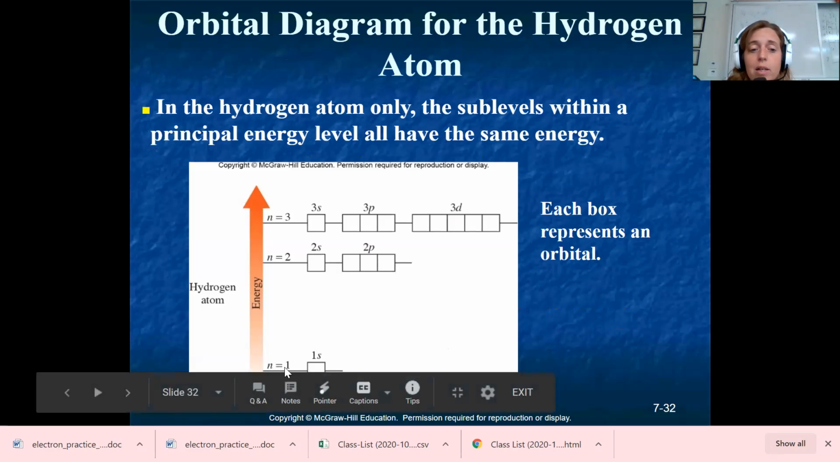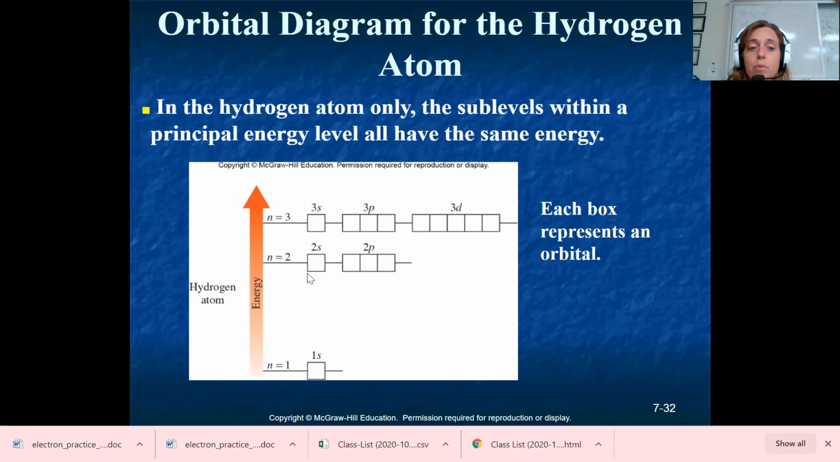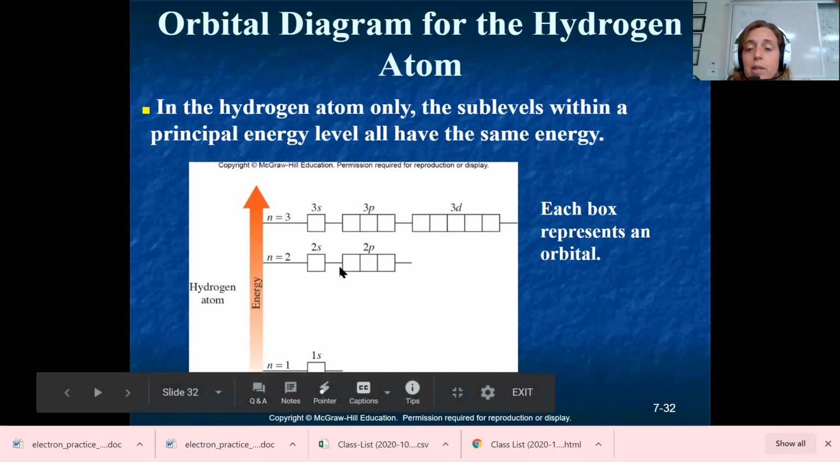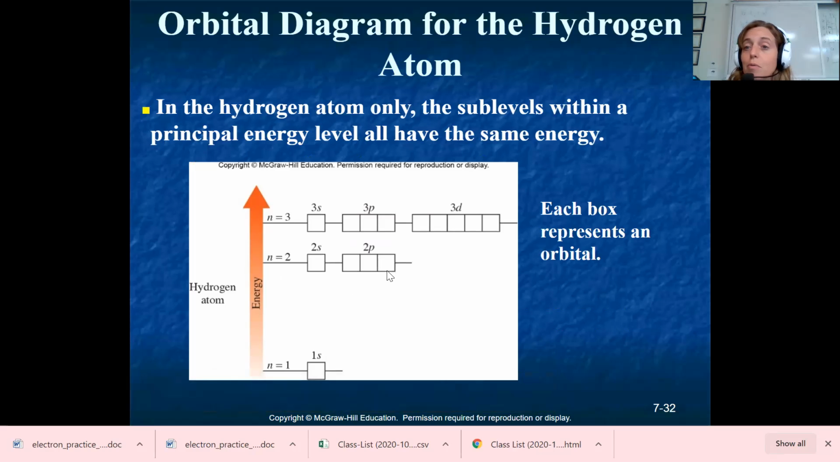As you can see, n equals 1, so that's row 1, and that's 1s. These orbitals are representing each row. If you notice up here, you have n equals 2, meaning row 2. In energy level row 2, you have a 2s and a 2p. Notice how 2p is broken up into 3 boxes. Remember, the p sublevel has 6 electrons.